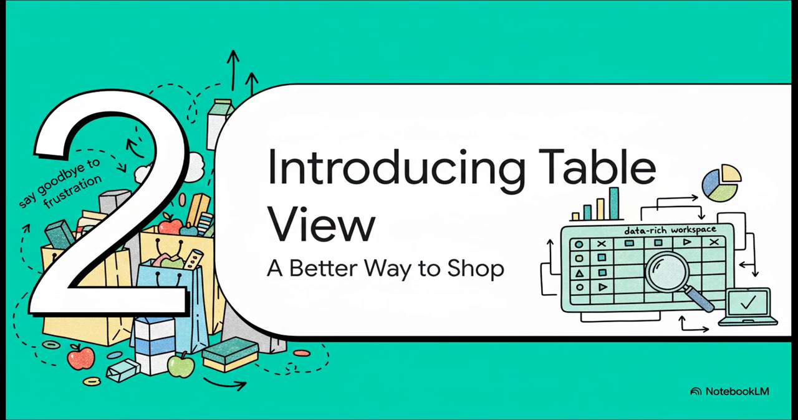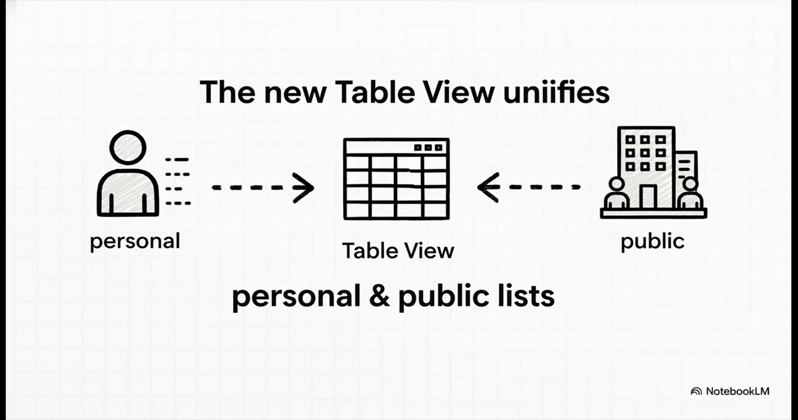Well, get ready to say goodbye to all that frustration, because the solution is here, and it's called the table view. This isn't just a small tweak, it's a total redesign. It literally transforms your shopping list from just a simple list into this powerful, data-rich workspace. And the best part? This new table layout isn't just for one specific type of list. Nope, it's available for both your personal and your public shopping lists. So you get this amazing, unified experience no matter which list you're jumping into.